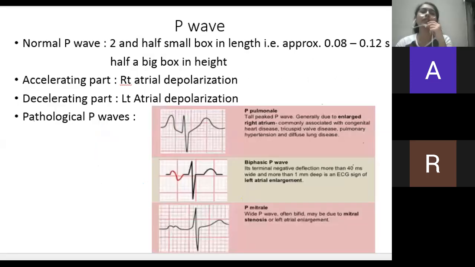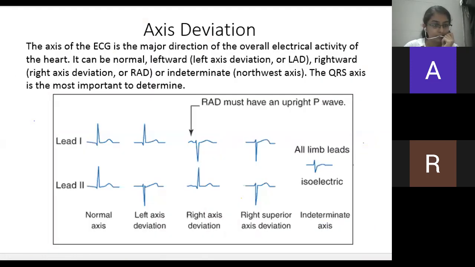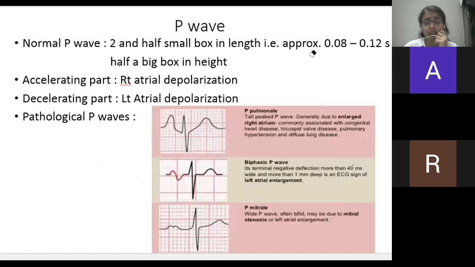Now we come to the individual components of the individual waves of the ECG. We'll start with the P wave. So the normal P wave is always, as you saw here, 2.5 small blocks, which is normally equal to, say, 0.08 to 0.12 seconds, and a half big box in length.